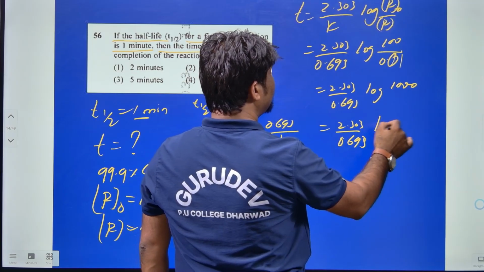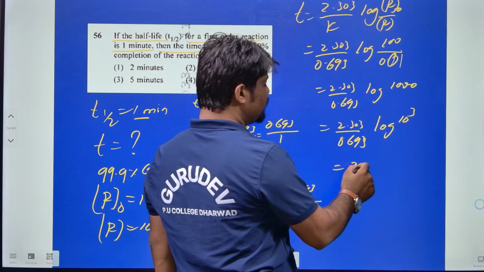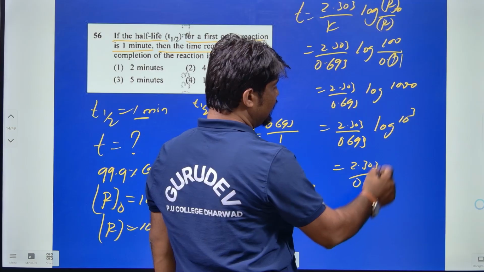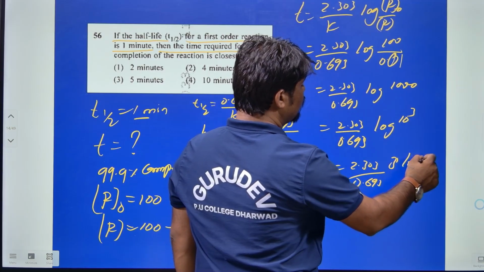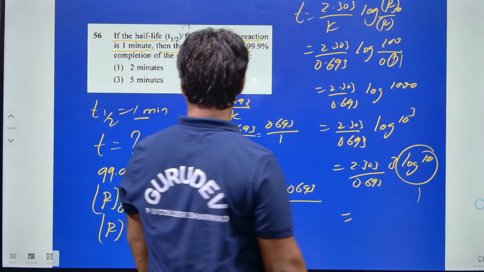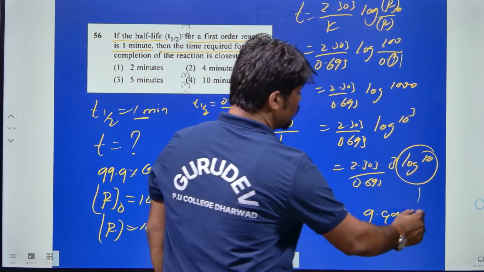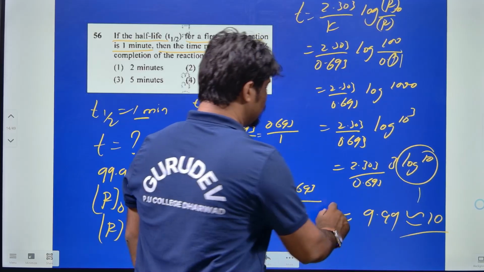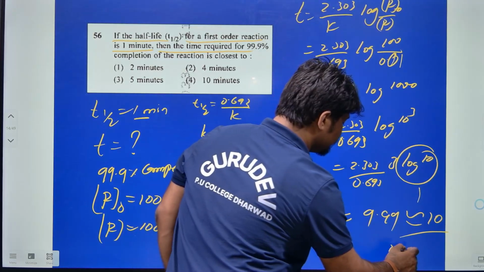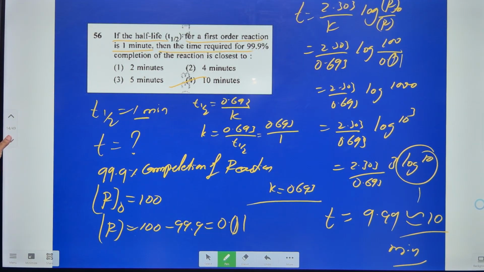On further simplification, log 1000 I can write as log 10 to the power of 3. Now further, 2.303 divided by 0.693, I can write 3 log 10. The log 10 value is 1. So ultimately, on further simplification, I can get 9.99. The 9.99 value is approximately equal to 10. So t is equal to 10 minutes. So the right answer is 4. Well, go to the next one.